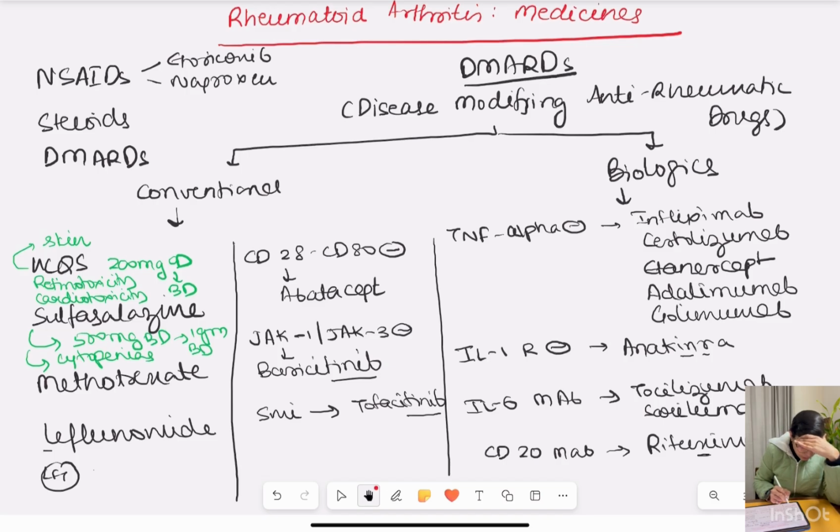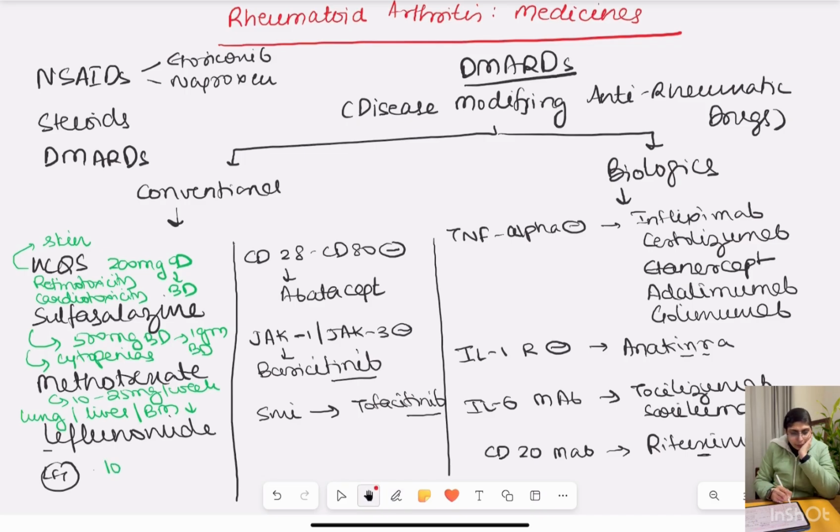If we talk about methotrexate, the dose is 10 to 25 milligram in a week. It can lead to pulmonary fibrosis, hepatotoxicity, and bone marrow suppression, leading again to cytopenias.